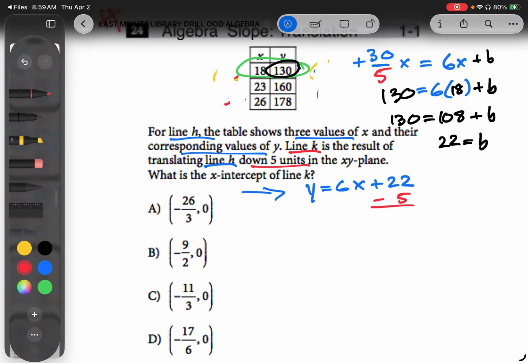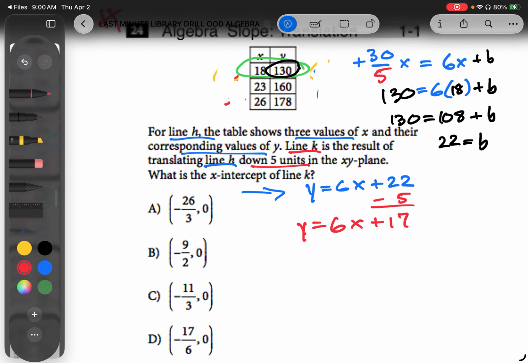I'm getting a brain fart right here. So it's going to be y equals 6x plus 18. Is that right? Wait, 22 minus 5. It's too early in the morning to be doing this. Yeah, it's going to be 17. All right, slick. So we got 6x plus 17.